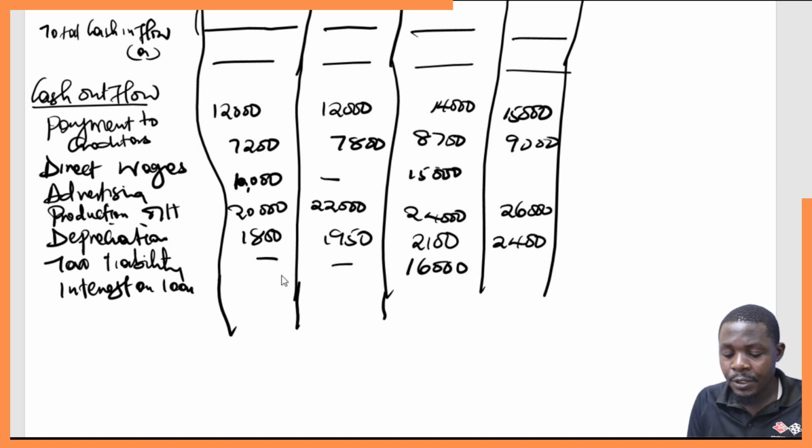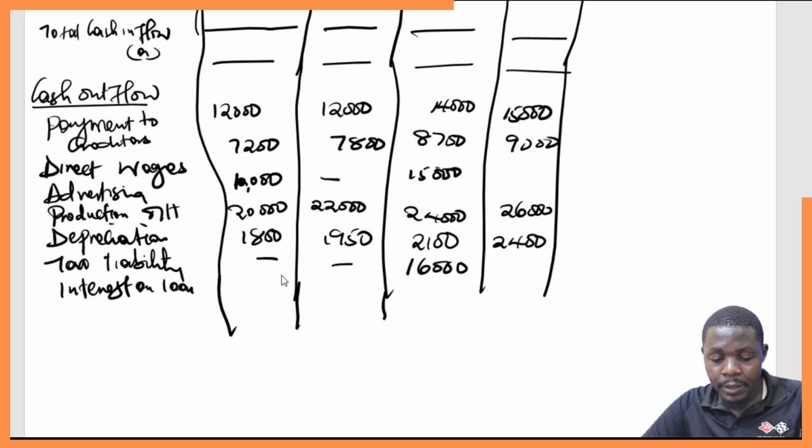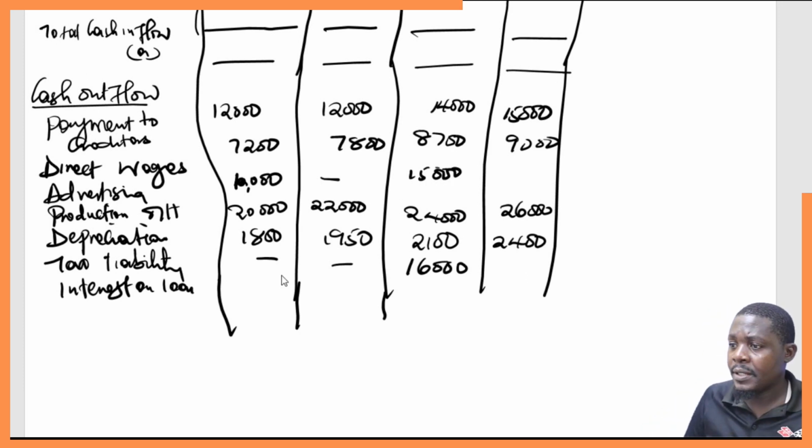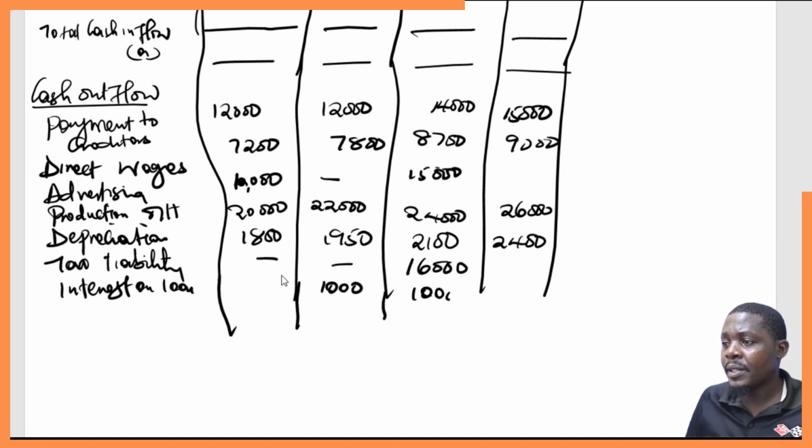The loan we received was 100 million. Now we have 100, that is 1 divided by 100, multiplied by 100,000. We have 1,000. That is, from February, we pay an interest of 1,000 each month.